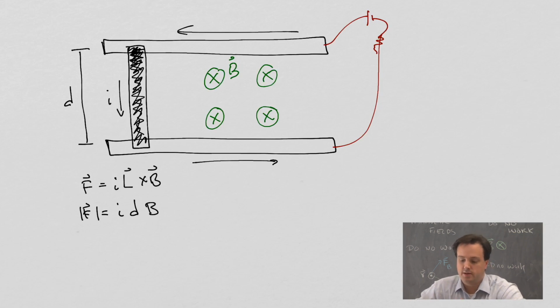Well, what's its direction? Okay, I have to do the right-hand rule. So L is in the direction of the current, pointing downward. B is away from us. Therefore, there's a magnetic force to the right, which is probably why I put the rail on the left side of the page. So there's going to be a force now on the current through this wire, and that force is going to be to the right.